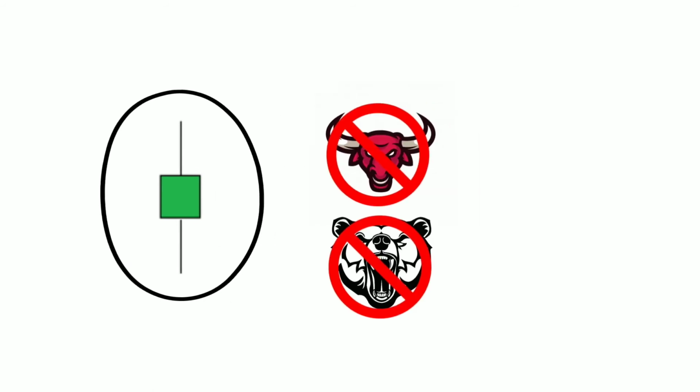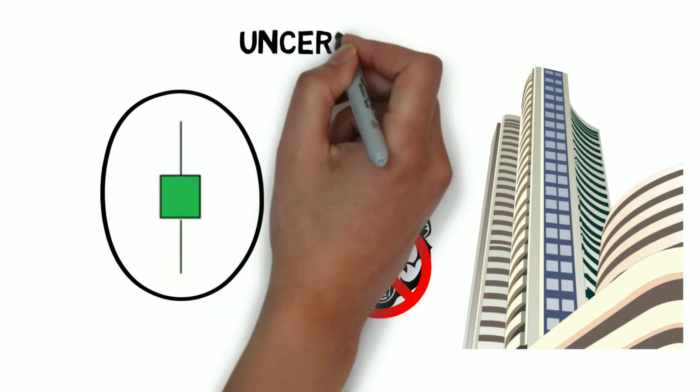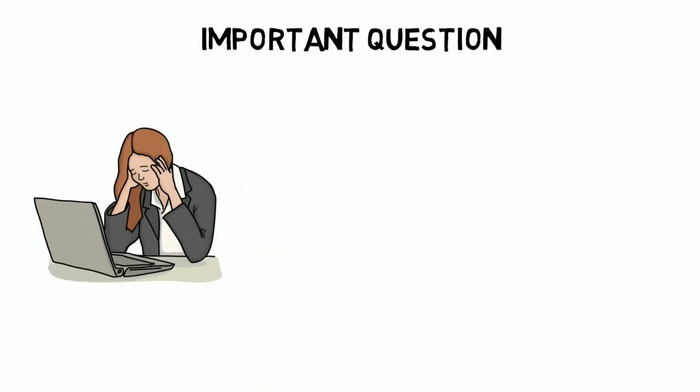Now let's think about the spinning top as a whole. Neither the bulls nor the bears are able to hold their position in the market. So it shows uncertainty in the market. Now it is time to give you the answer to a very important question: what you have to do in this time.